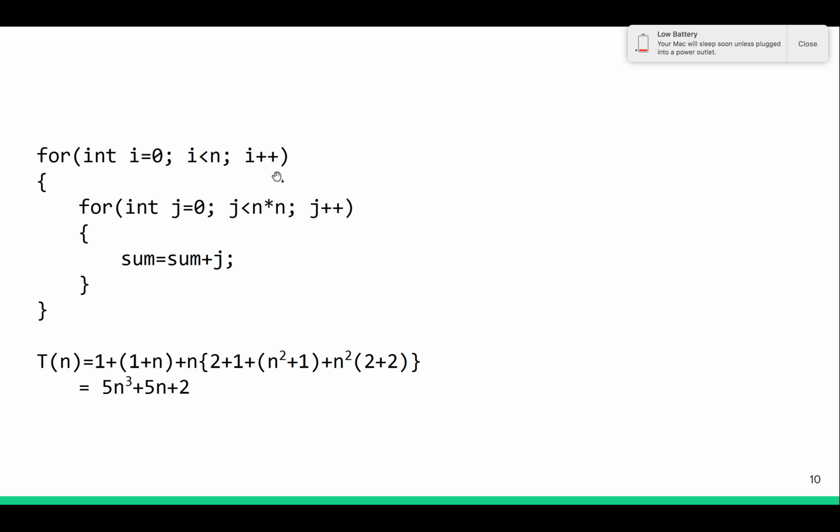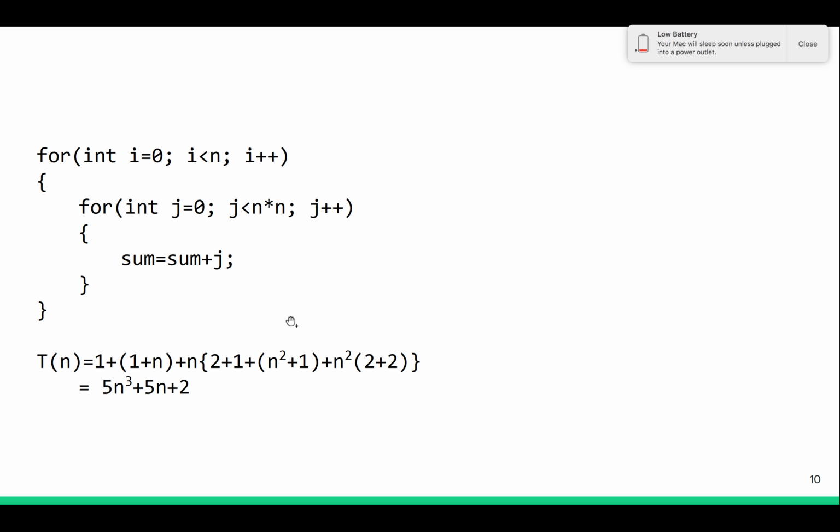So i++ has two operations, and j = 0 will run one time. j < n*n runs n square + 1 times. This is similar to i < n, where this is running n + 1 times; here this will run n square + 1 times. Plus this has two operations, and this has two operations, so both will be n square into 2, plus 2. The total time complexity of this will be 5n cube + 5n + 2.